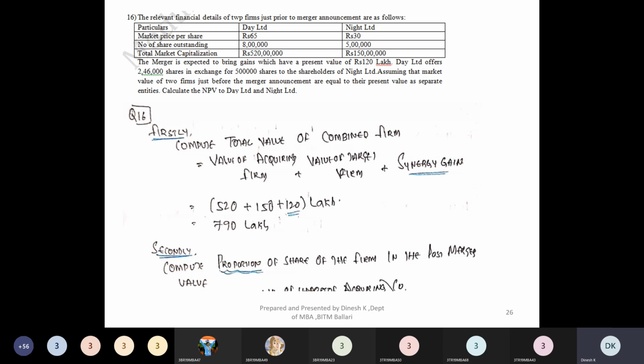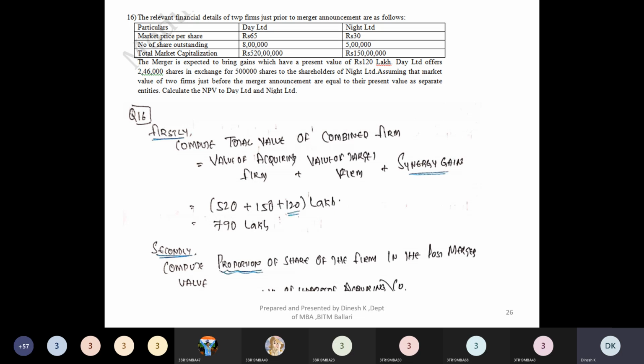Number of outstanding shares is 8 lakhs, then 5 lakhs. Market capitalization is 5,22,000 and 1,50,000. Fine. So now let's understand who is going to acquire the other firm. The merger is expected to bring a gain which has a present value of 1,20,000. So what do you understand by this? What is this exactly, 1,20,000?